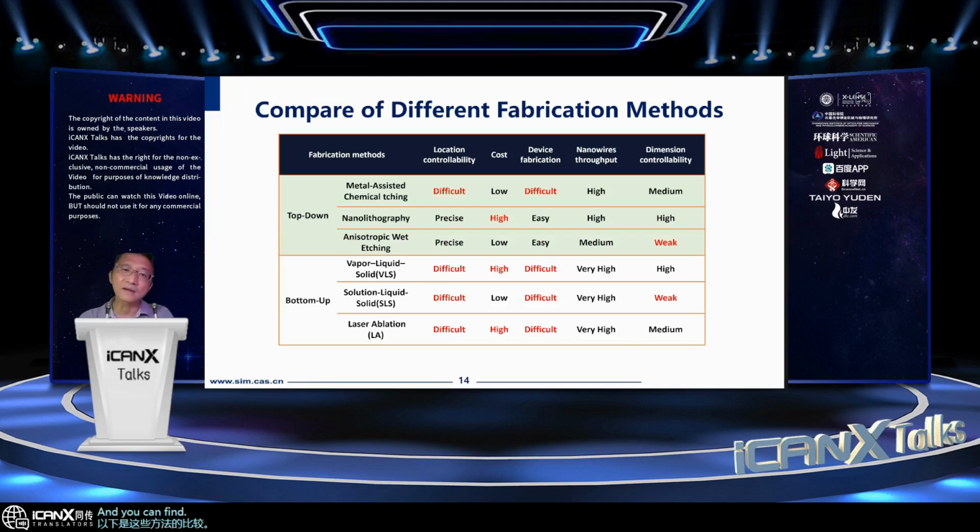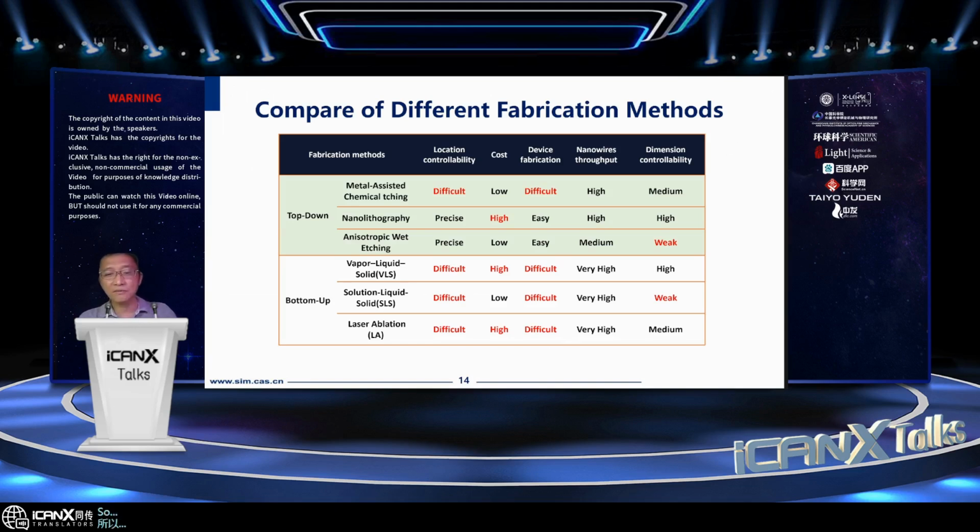And you can find the top-down method. It can be very nice to define the position of the sensor, the silicon nanowire, but it may cost high and the dimensional compatibility may be weak. But for the bottom up, although it may be easy to fabricate, it's difficult to define its location.